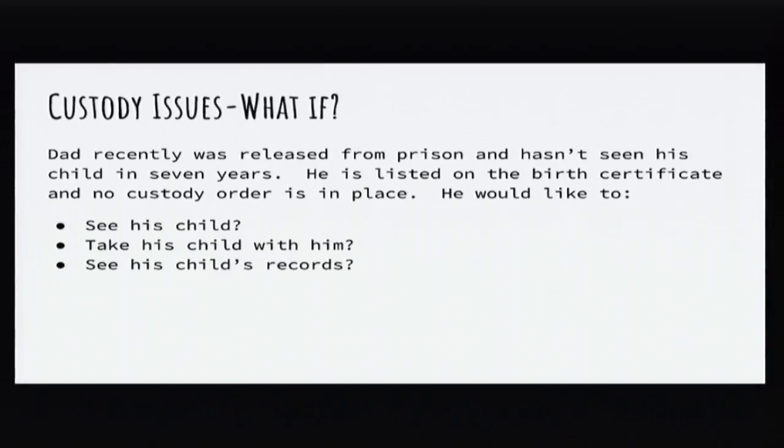Sometimes parents will separate, and the mom will call and say she doesn't want the dad picking them up. We don't go to court. Until they go to court, if the parent shows up, we have to release the child.